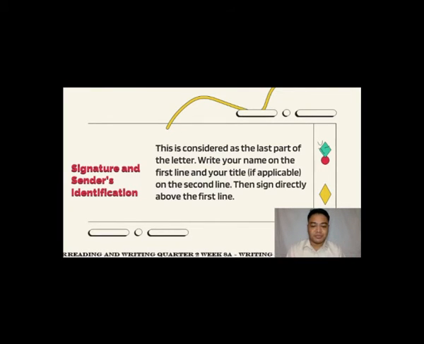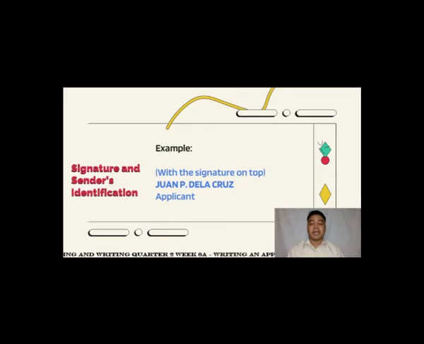Now, here, example. Juan P. de la Cruz. That's the name. Notice also that on the signature and the sender's identification part, the name of the person writing the letter, or the applicant, should be in capital letters. It should be in bold letters. So in this case, Juan P. de la Cruz, and followed below is his title, which is applicant.